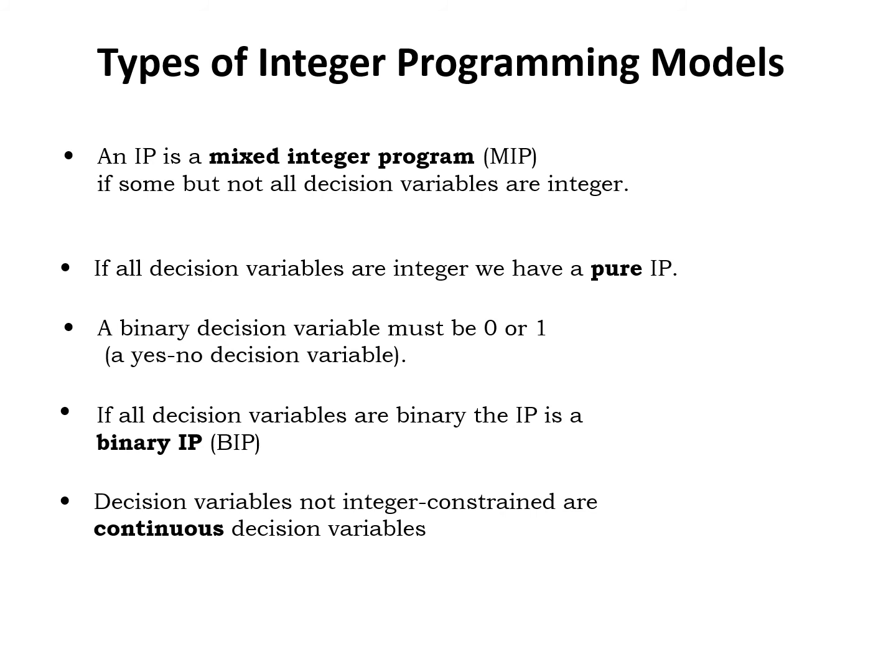There are various types of integer programming models. A mixed integer program, which we call MIP, is when some of the decision variables are continuous and some are integers. If all decision variables are integer, we call this a pure integer program or just an integer program. A special case is when the decision variables can only take binary values, 0 or 1, then we call this a binary integer program, or BIP.